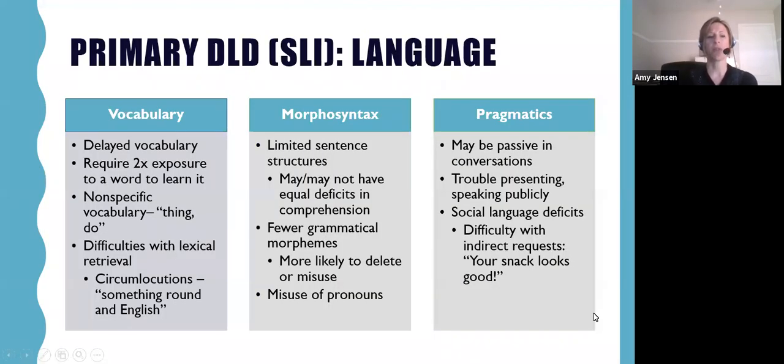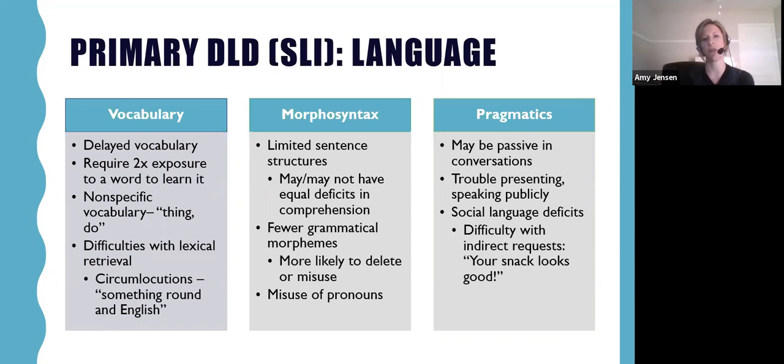So starting off with primary DLD, maybe also known as SLI, here are some of the characteristics that we might see. Again, every child is different, but some of the things we might see are broken down into areas here. Vocabulary-wise, they might have delayed vocabulary. They often require multiple exposures to a word before they learn it. They might, again, use non-specific vocabulary. They might have difficulties with lexical retrieval. So some children will demonstrate what we call circumlocutions. That's where they'll talk around the word to help people understand what they're trying to say.